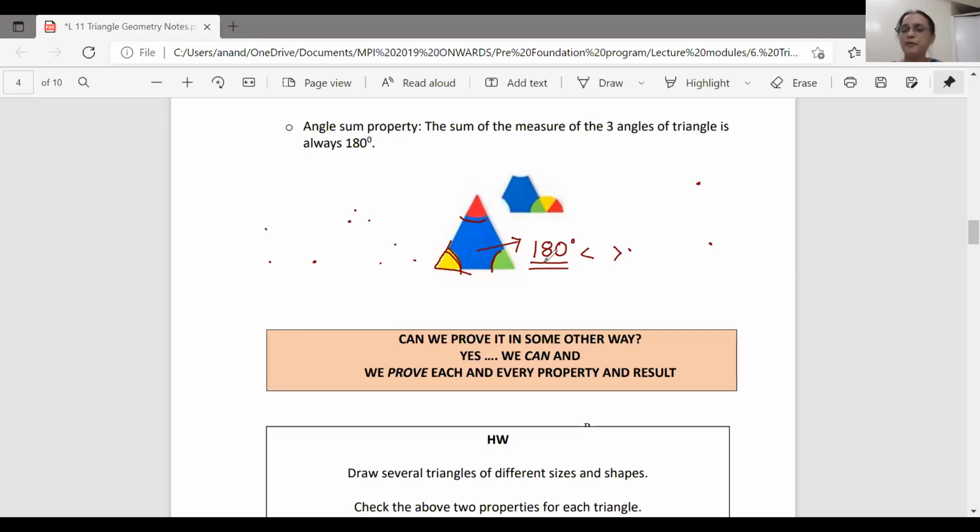And what you will always see is, if you add these 3 angles, if you cut this angle and if you cut this angle and if you place it like this, you will get this type of a shape, which is a protractor, 180 degrees. That proves using a diagram that the sum of the 3 angles of a triangle is always 180. Okay, this is called the angle sum property. And we will prove this.